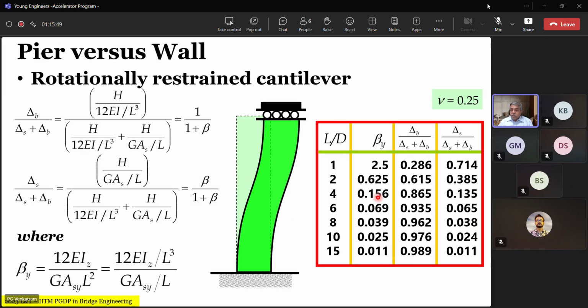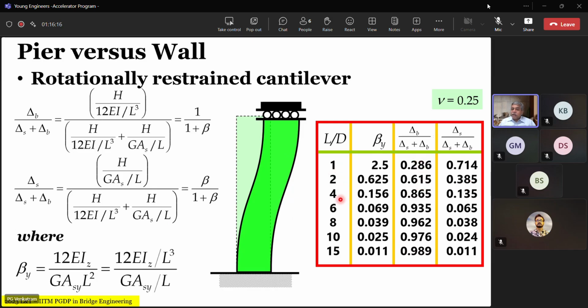So if you take a look at it for various L by D ratios, you will note that when the L by D ratio is 1 and the beta y is 2.5, about 30% of the deformation is due to flexure and 70% is due to shear. But you just have to change the L by D ratio to 2 and it dramatically changes from 30%, it becomes 60%, and that becomes half.